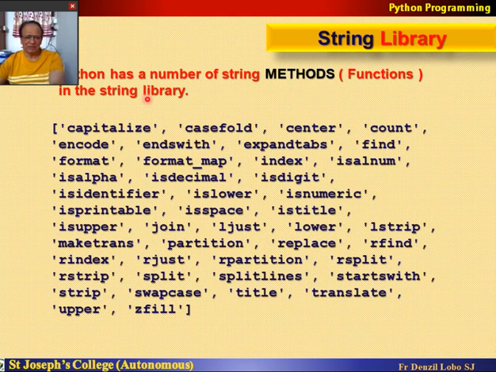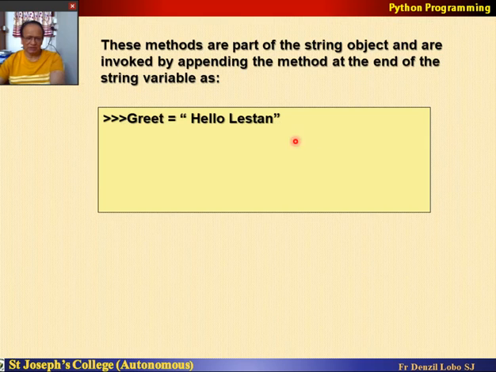These are some of the methods of the string class: capitalize, casefold, endswith, find, count, isdigit, islower, join. We have used join. Also lstrip, partition, rindex, rjust. So many functions are there, and these are called methods. These are methods of the string data type or string class.